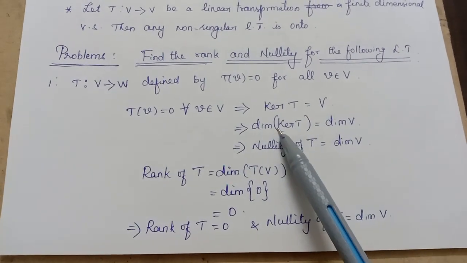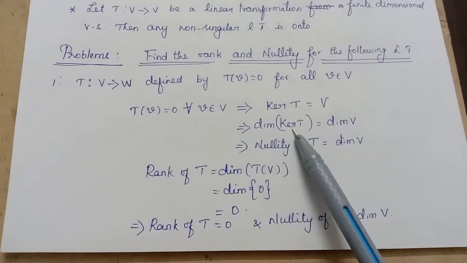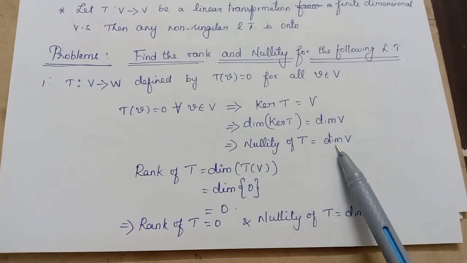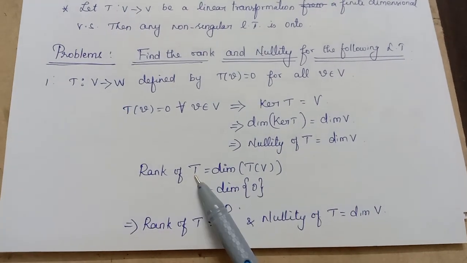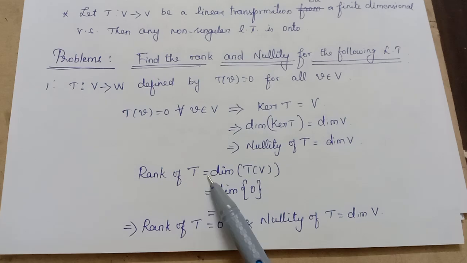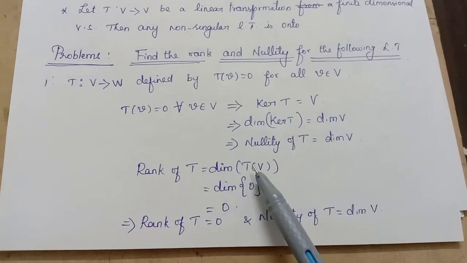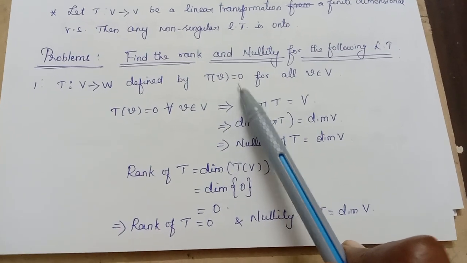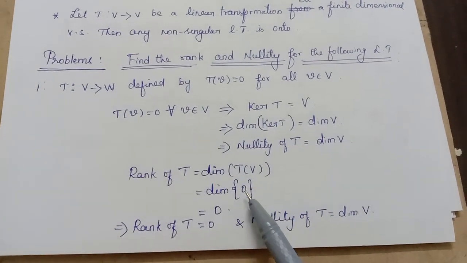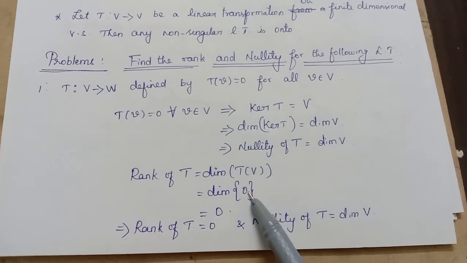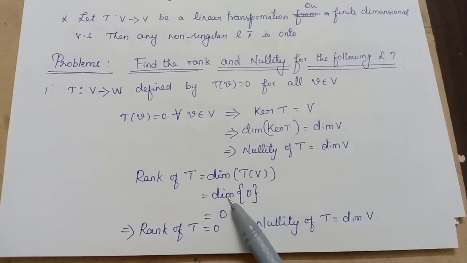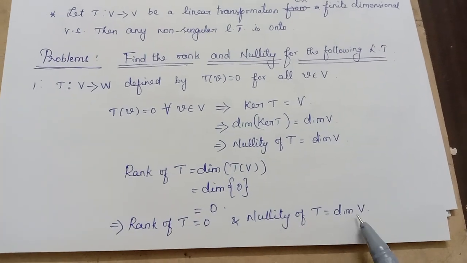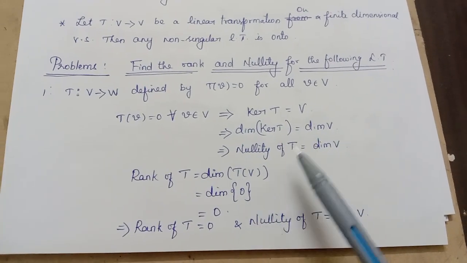But what is this? The dimension of the kernel of T is our nullity. So nullity of T equals the dimension of V. So we found the nullity. Next, I have to find the rank of T. By definition, rank of T is nothing but the dimension of T of V. But T of V equals 0 for every element, so it is the dimension of {0}. We know the singleton {0} is a vector space of dimension 0. So this dimension is 0. Hence, rank of T equals 0 and nullity equals the dimension of V. Here, I found both the values.